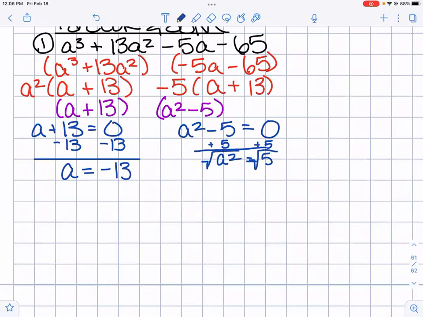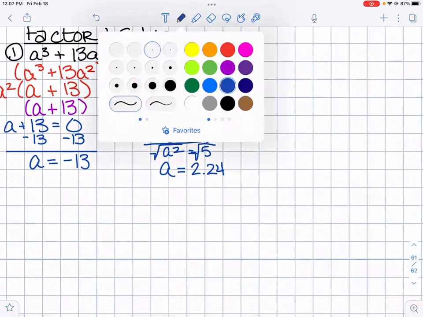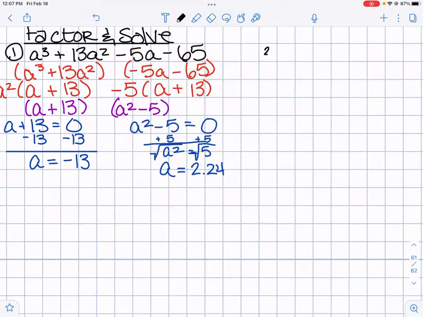And I already did the math for you. The square root of 5 is like 2.24. Okay, so a can be -13 or 2.24. Those are both correct answers. You need to have them both. Okay. Is this making sense? One more, and then we'll be done.